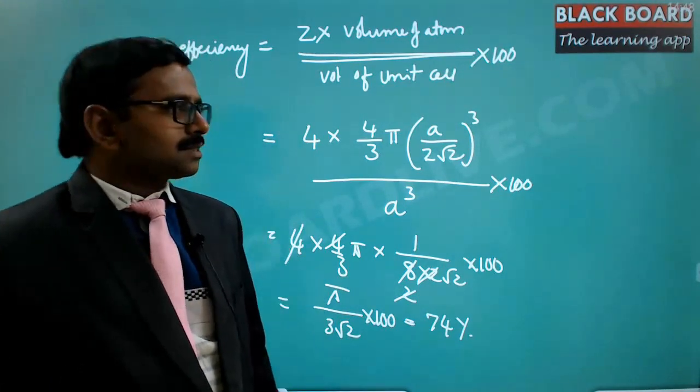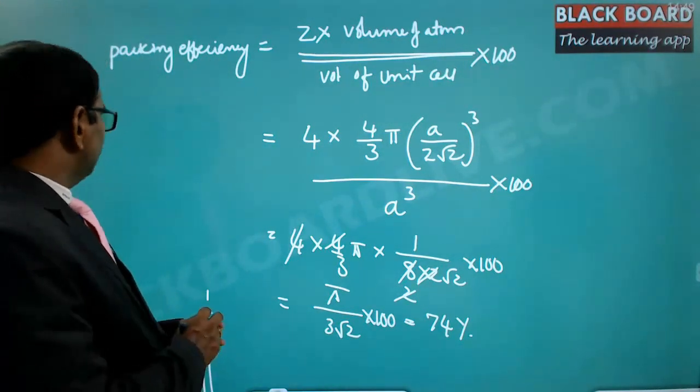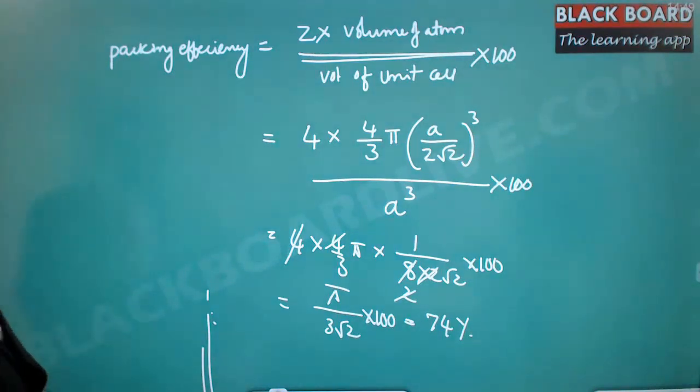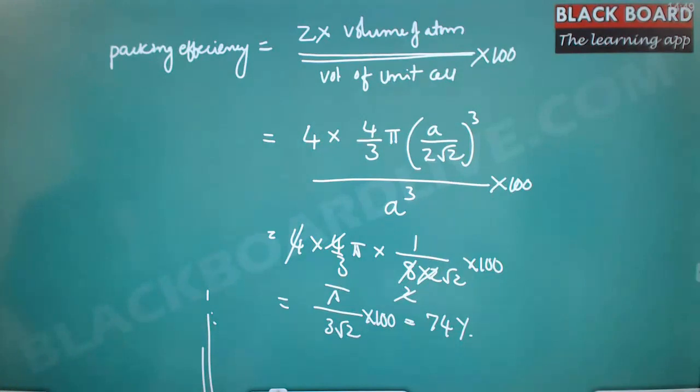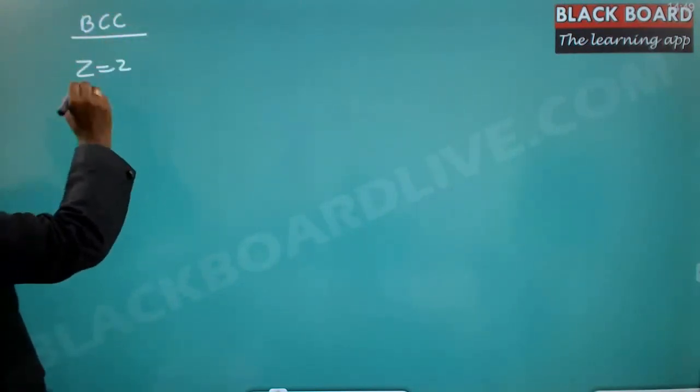Okay. Next we are going to calculate the packing efficiency of body-centered cube, BCC. Z is equal to 2 for BCC.